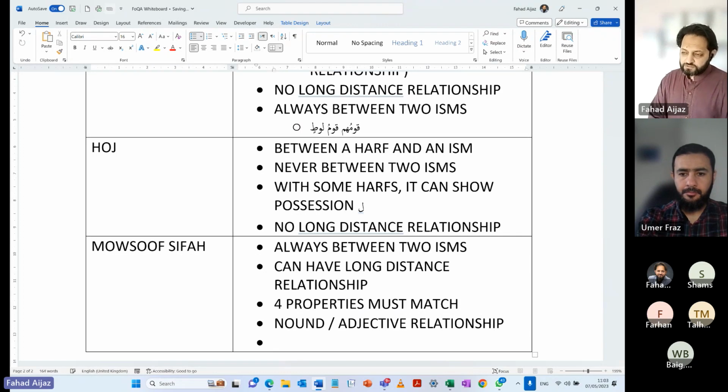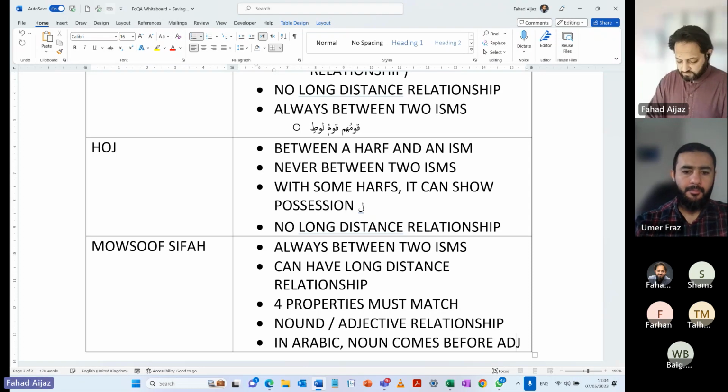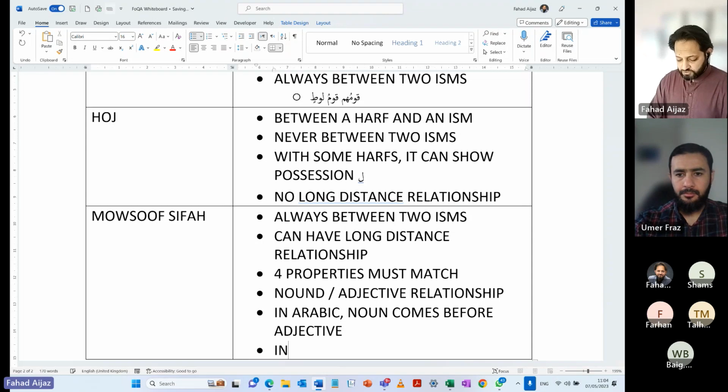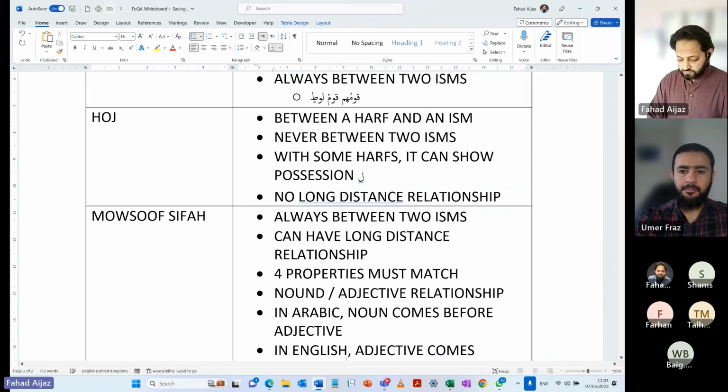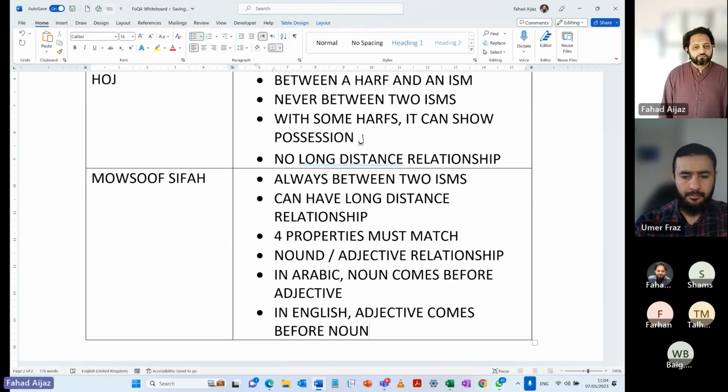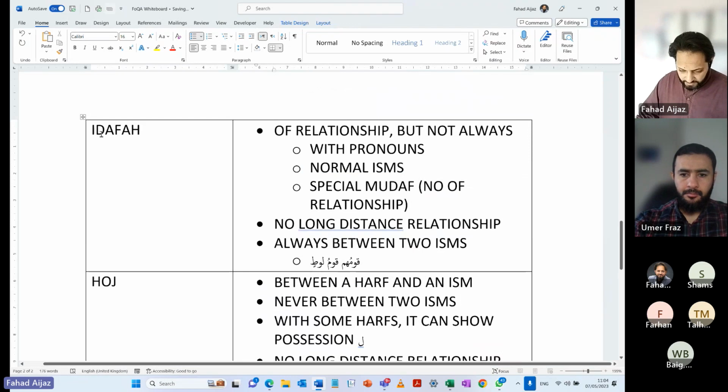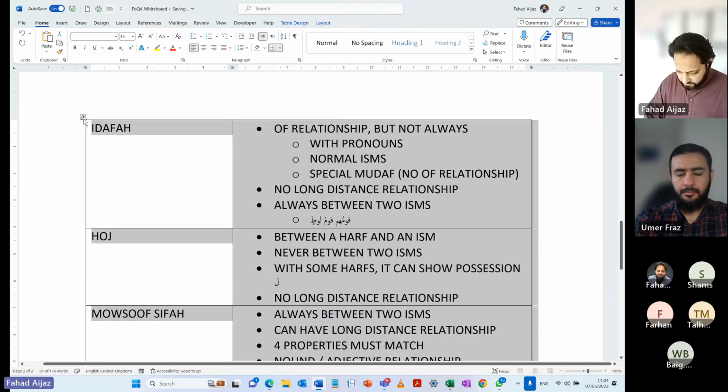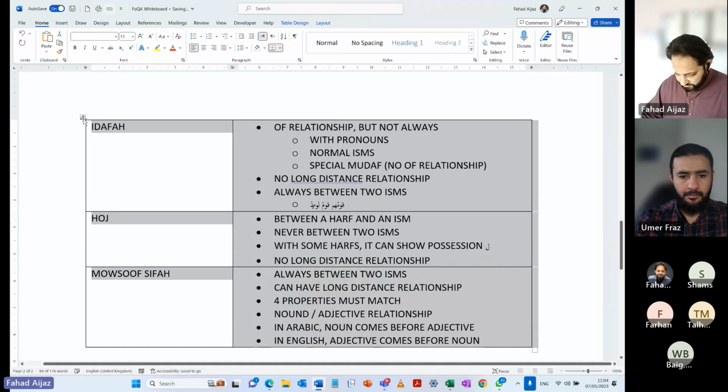In this particular case, in Arabic, noun comes before adjective. In English, adjective comes before noun. Blue car, car blue. Okay, that's what you have done. Okay? Does that help in clarifying the differences between the fragments that we have done?